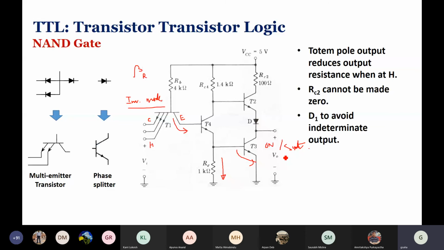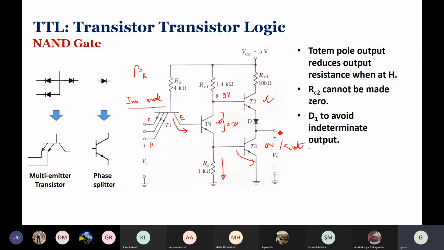And the other thing that we need to look into is that when this is on, that means it is having sufficient current to make it go into saturation. So the drop across here is 0.2 volt, and this is near about 0.7 volt. So this voltage is 0.9 volt. Now will T2 be on at that time when this output is at 0.2 volt or 0.1 volt?